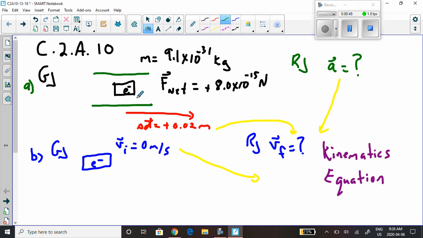In part B, they're saying this electron that's in this tube, let's assume it starts at a velocity equal to 0. What do they want us to find? They want us to find how fast it's moving, or final velocity, after it's moved 2 centimeters. Well, we don't use centimeters, we use meters. So it's 0.02 meters, positive because it's a vector. If you know the initial velocity, the displacement, and the acceleration you figured out in part A, there is a kinematics equation out there that will let you calculate the final velocity. I'm sure you can find it.